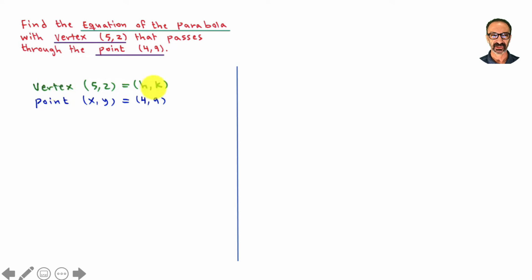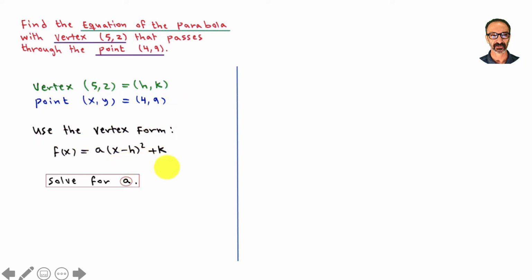I have the vertex in green and I have the point in blue. I like to distinguish things to make it outstanding and clear to focus on while you're watching the video. So I'll be using the vertex with green numbers and the point with blue numbers. Here's the vertex form that we agreed on.